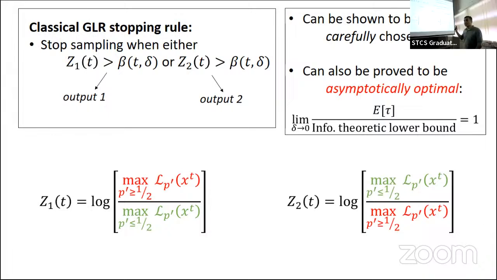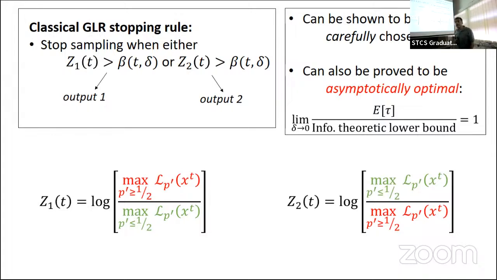In addition, one can also prove that this approach is asymptotically optimal. What does it mean to say asymptotically optimal? You take the ratio of the expected stopping time under this algorithm to the information theoretic lower bound that we had identified before. As delta goes to 0, my error allowance goes to 0. Note that the expected stopping time is scaling to infinity, as is my stopping time under this algorithm. This ratio will, however, go to 1. In that sense, this stopping rule is known to be asymptotically optimal.